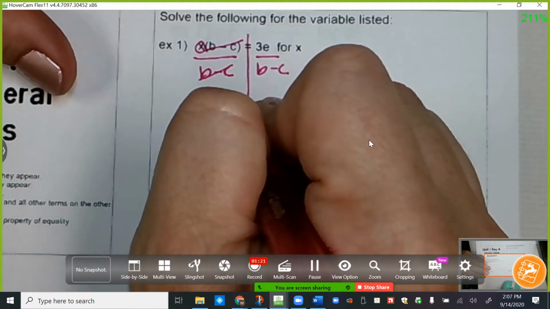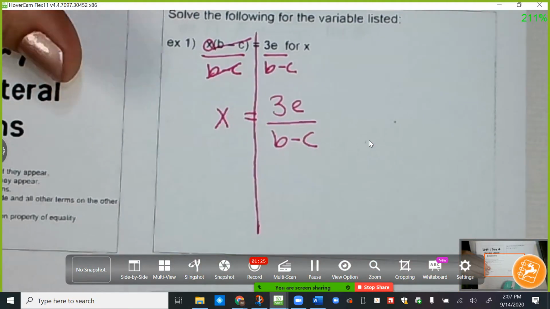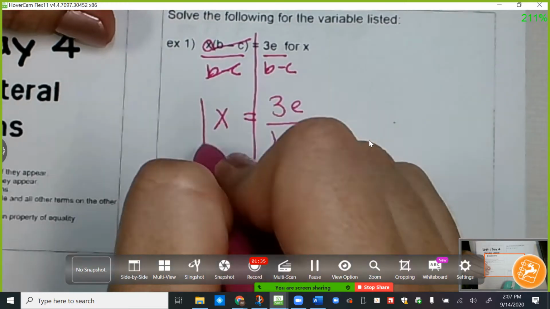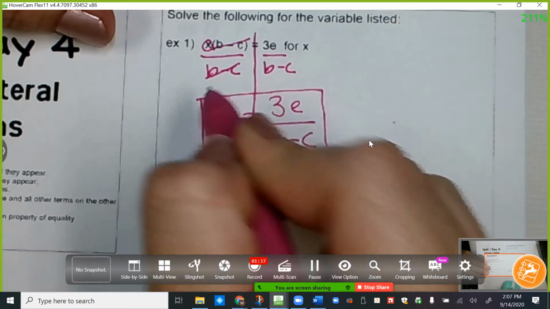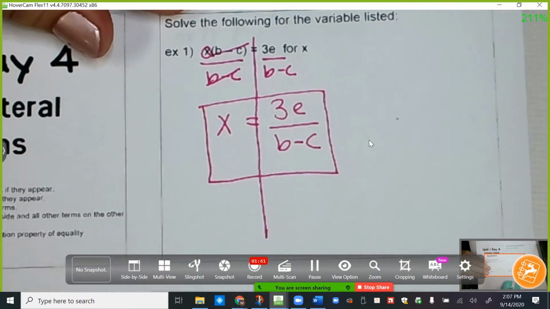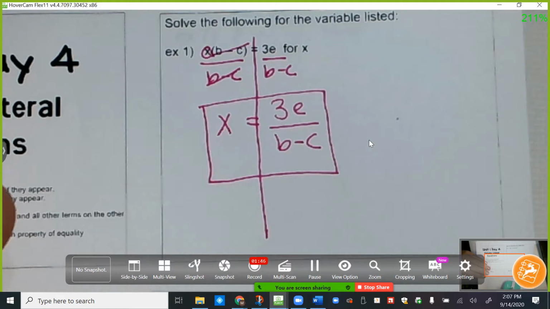So I get x equals 3e over b minus c. Now, is x alone? Yes. Does anything simplify? No. So you're done. So with literal equations, it's really a lot of reorganizing your equation. Okay? Really, we didn't change anything. We just reorganized it to get x by itself.